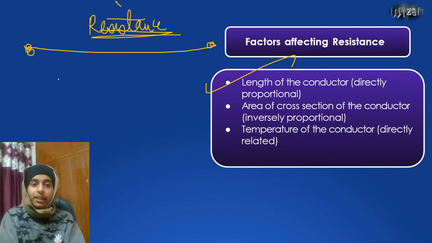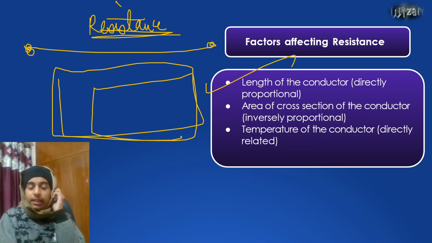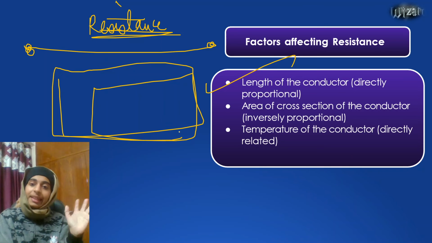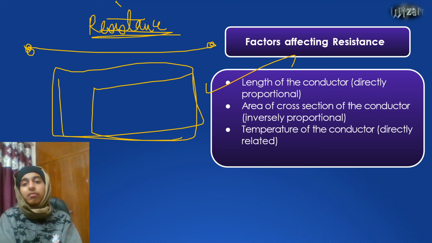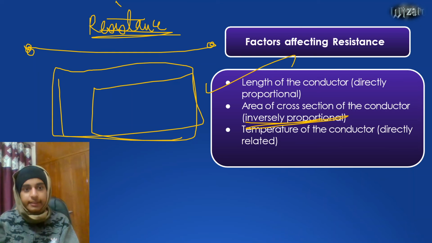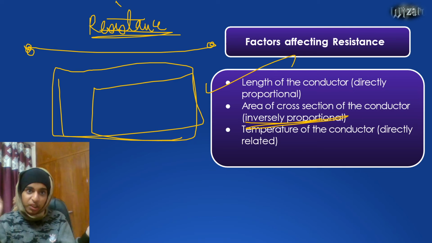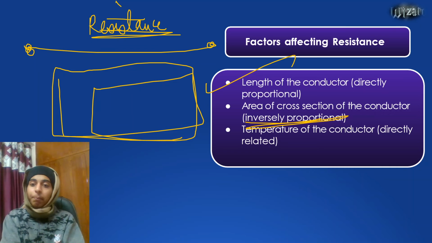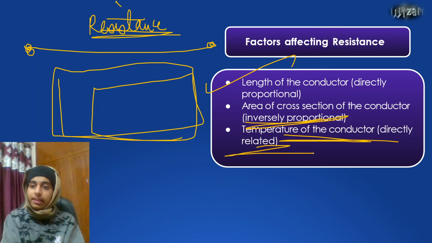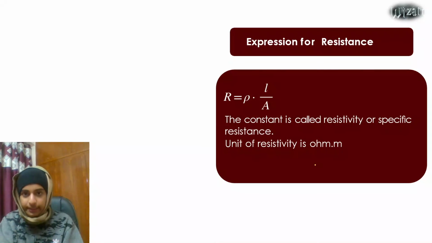Now talking about the cross-section area of that wire or conductor. If that increases, resistance will decrease, because it is inversely proportional to the area. If the area is more, resistance is less, because with more area, more current is able to flow, so resistance won't come into the picture. And last, the temperature of the conductor is directly related. I told you that: high temperature, high resistance; low temperature, low resistance.